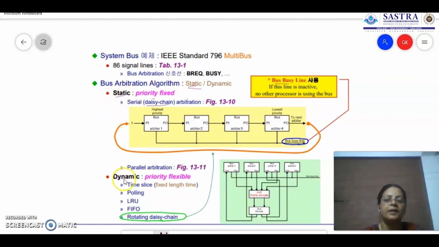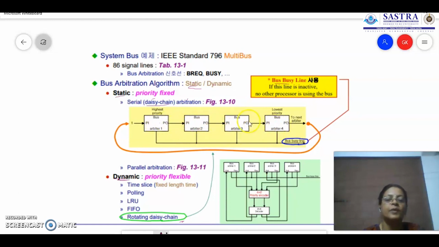Coming to the dynamic priority, as the name implies, the priority of the devices is going to change. I am not going to fix the priority. How can this be done? Here, I can connect the last device with the first one. If this connection is made in a rotating pattern, it is referred to as the rotating daisy chain. What will happen here? If this device has the highest priority for this turn, obviously it has to give the priority to the next device. So the next device will enjoy the highest priority for the next slot. Like that, each device will have the priority, and this priority is not going to be fixed.